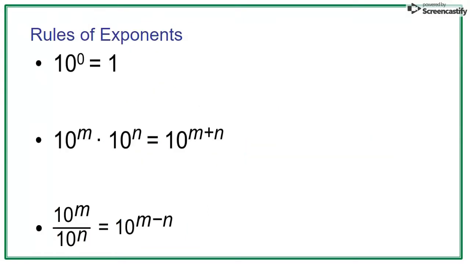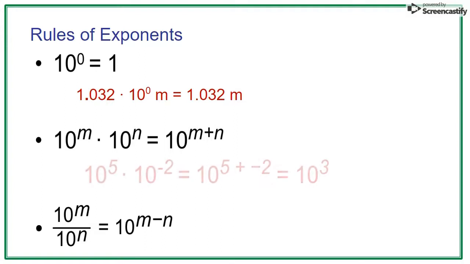These rules of exponents will help you manipulate the powers of 10 and make conversions using metric units. 10 to the power of 0 equals 1. So multiplying any number by 10 to the power of 0 will return an equivalent value. When powers of 10 are multiplied together, the exponents are added together. So in the example of 10 to the 5th multiplied by 10 to the negative 2nd, the exponents 5 and negative 2 are added together for an end product of 10 to the 3rd.